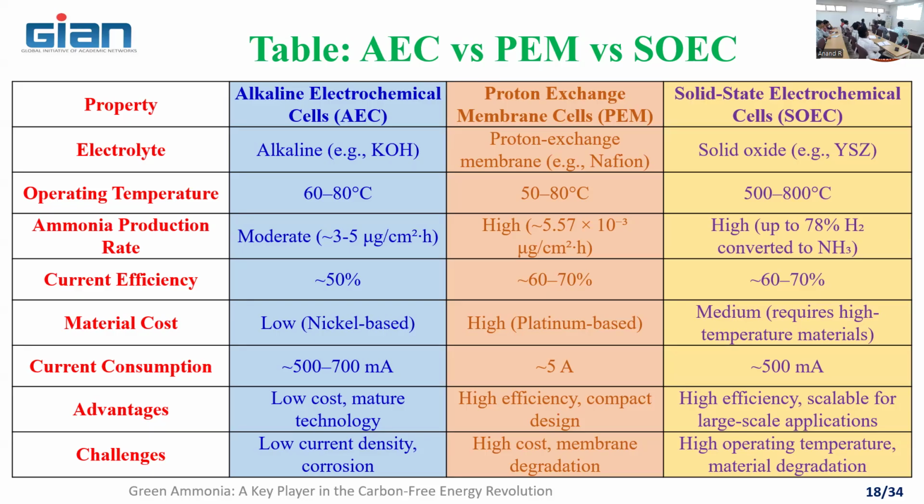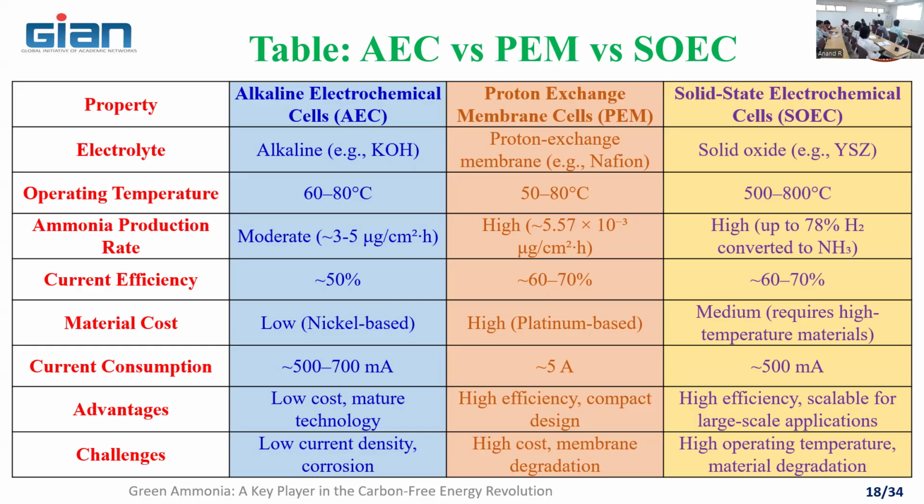But in terms of cost, alkaline is low cost, a mature and proven technology. Proton exchange membrane is high efficiency, compact in design. Here, solid state is high efficiency, scalable for large products. In terms of cost, this is going to be higher than PEM, then this is going to be lower.